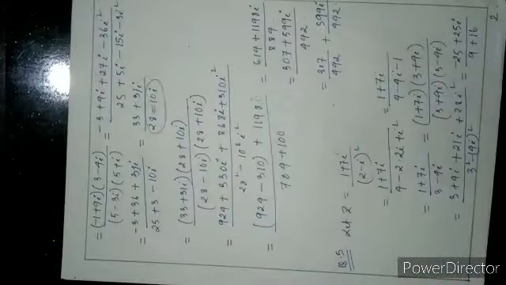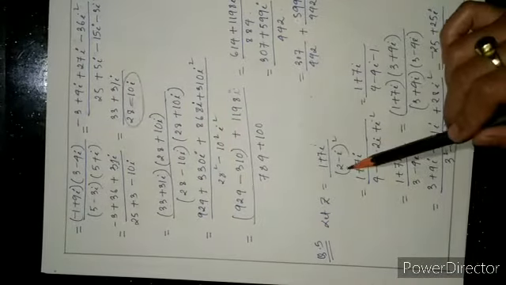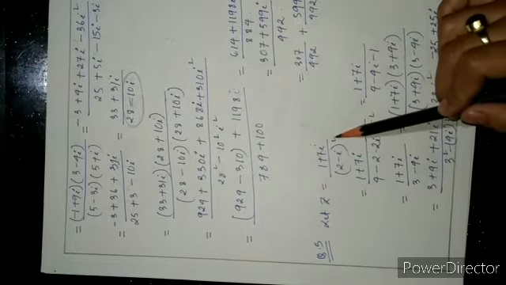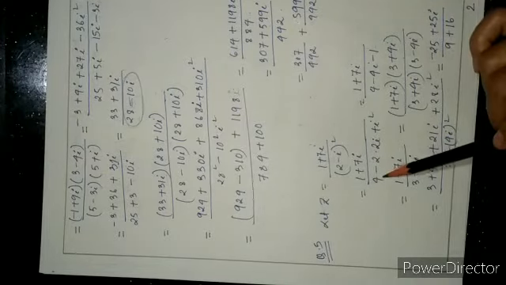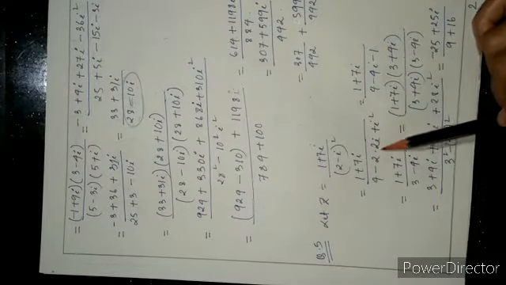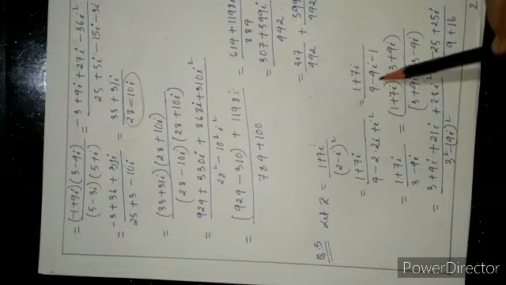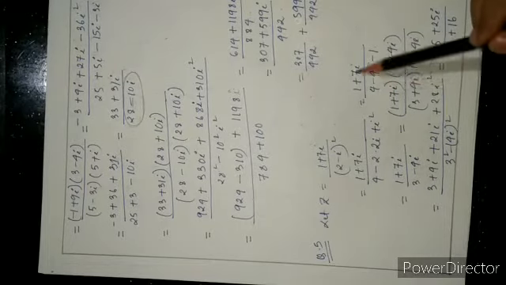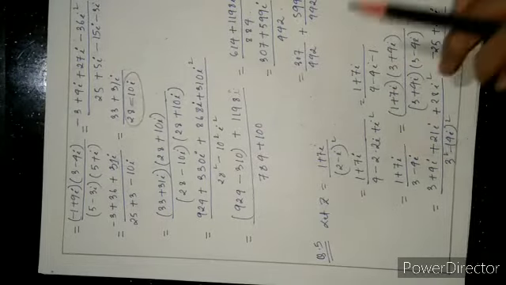1 plus 7i divided by 2 minus i whole square. First expand 2 minus i square by using the formula a minus b whole square: 4 minus 2 into 2i plus i square. 4, then 2 into 2 is 4i. Value of i square is equal to minus 1. So 4 plus minus 1 is equal to 3 and minus 4i.